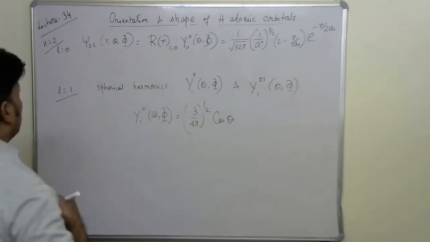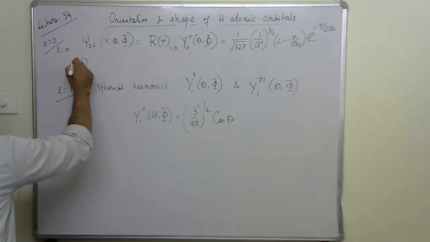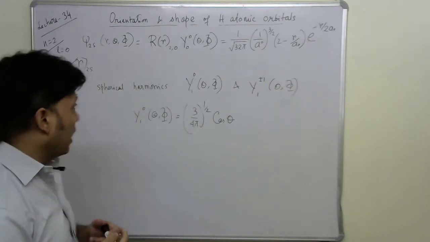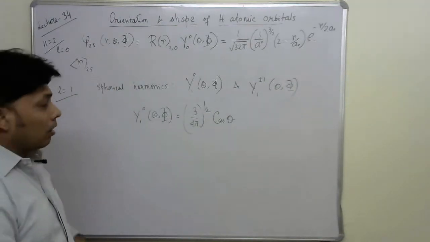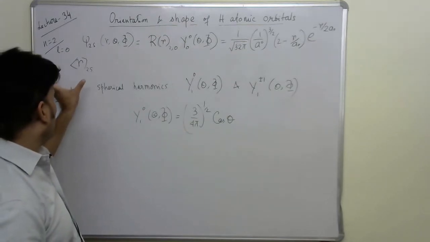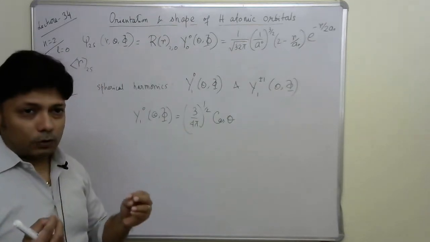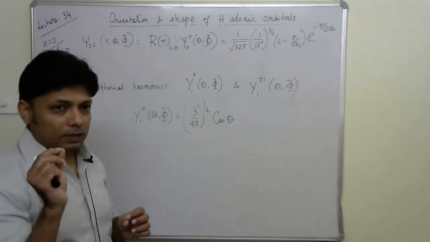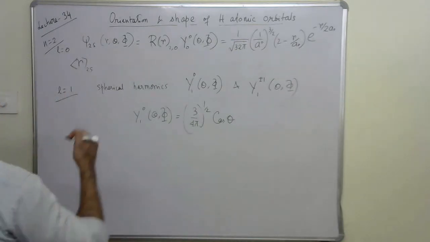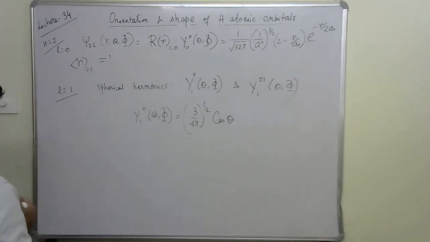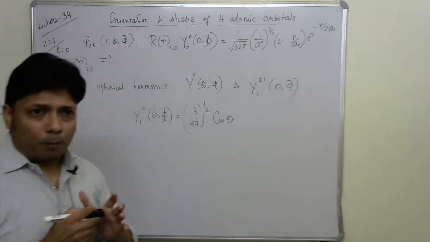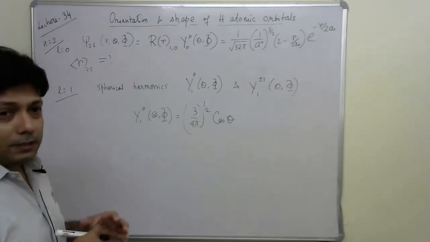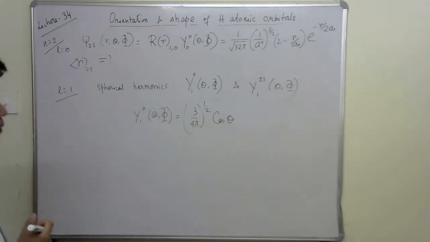Now can we try to find the average radius for n is equal to 2, l is equal to 0? That means the average radius of the 2s orbital, or in other words, what do you expect the average value of the electron's position when it is in the 2s level? You can figure it out yourself and then compare with the average value of r for 1s, and see if you can find a relationship between the two.